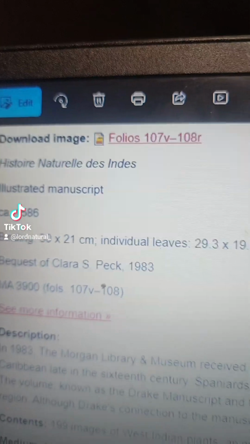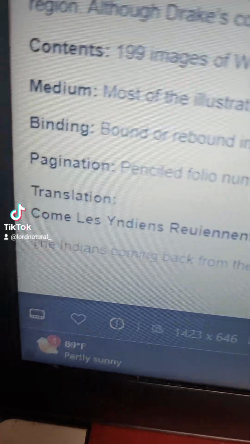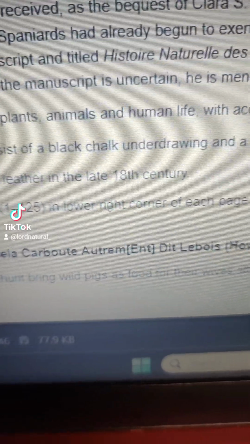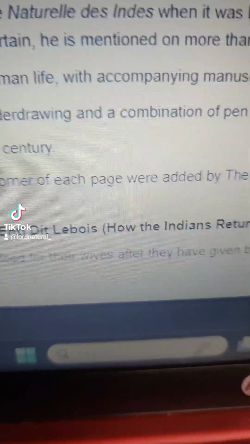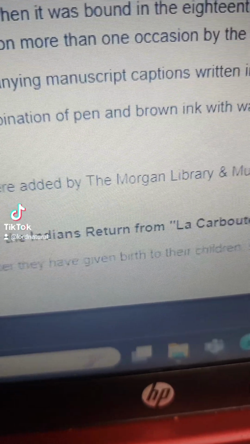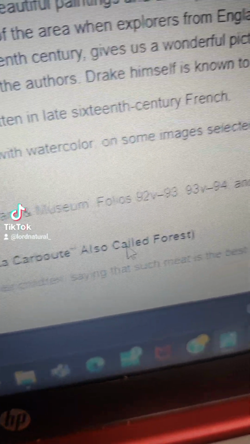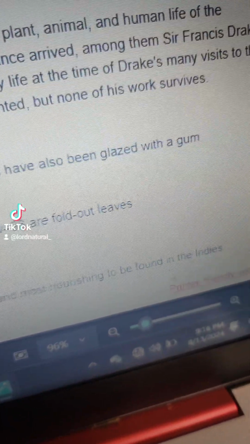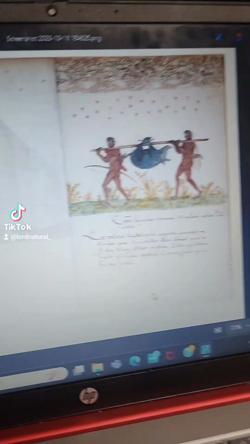Right there, we're going to jump on down. All that's in Spanish, but we're going to look at it right here. It says the Indians coming back from the hunt bring wild pigs as food for their wives after they have given birth to their children, saying that such meat is the best and most nourishing to be found in the Indies. And we go back to what these people look like. Boom, you see it? Boom, but let's keep going.